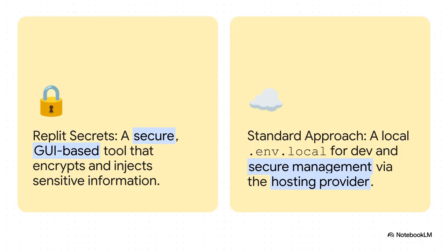And what about your secret API keys and passwords? Well, Replit has that slick secrets tool that takes care of it for you. But out in the wild, the approach is a bit different. For your local machine, we use a file called .env.local, which, and this is critical, you never commit to your code repository. For your live website, the secrets are managed securely by your hosting provider, like Vercel or Netlify. The big takeaway here is you're shifting from a platform feature to personally owning your app security.